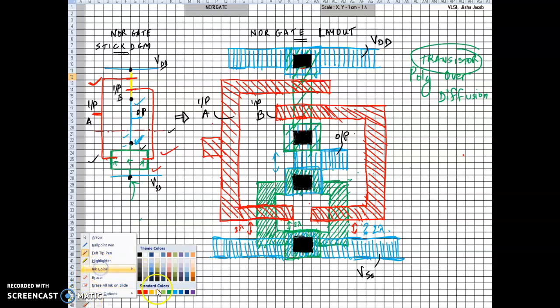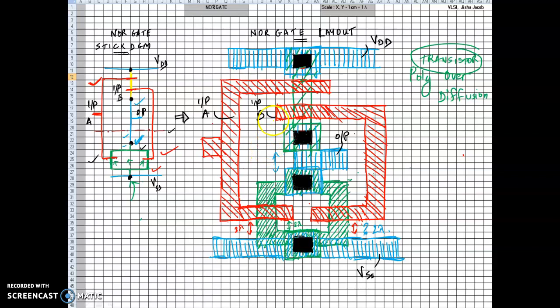Let us do the N well. The N well has to cover the PMOS transistors. Therefore, the N well is situated 3 lambda away from the diffusion. 1, 2, 3. Let us give it 3 squares. And start drawing the dashed yellow box. Again, you can bend it if you need, but it is not going to give us much of an advantage. So let us keep going. And that finishes the N well, the yellow box.